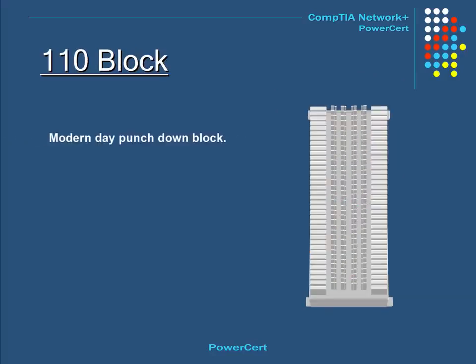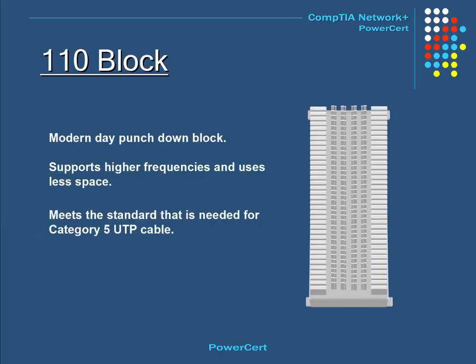A modern-day punch-down block is called a 110 block. It's better than a 66 block because it can support higher frequencies and use less space. It also meets the standard that is needed for Category 5 UTP cable.